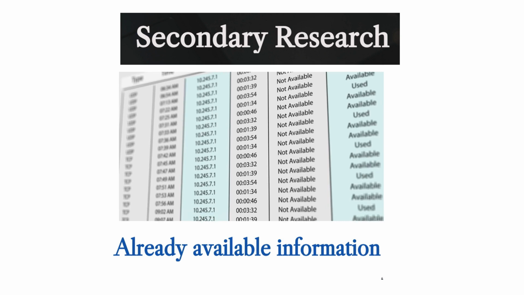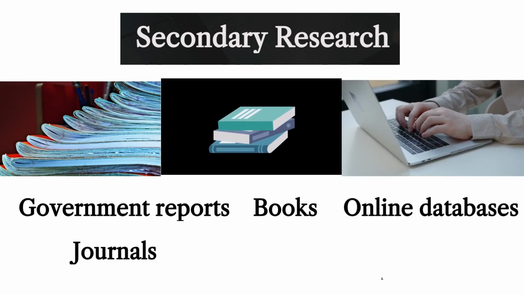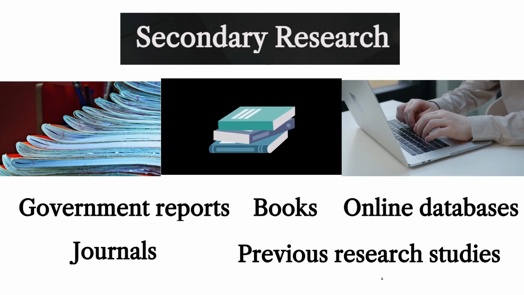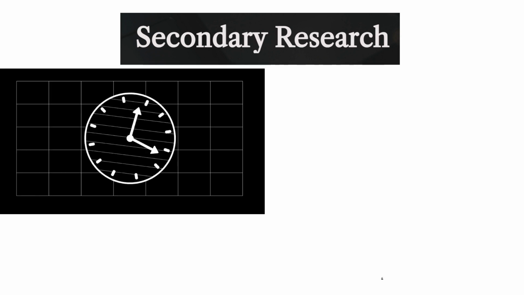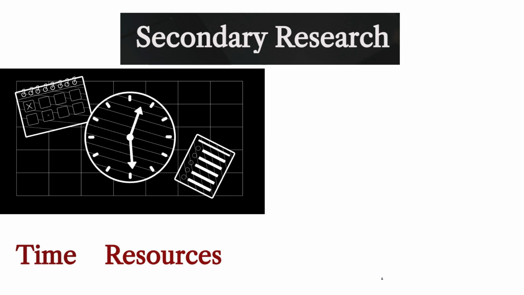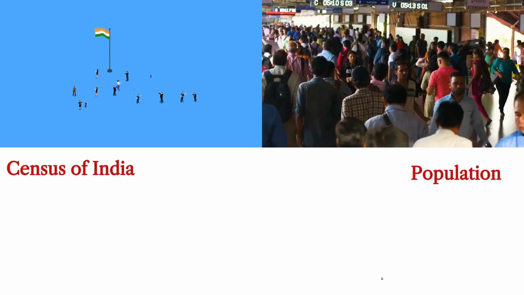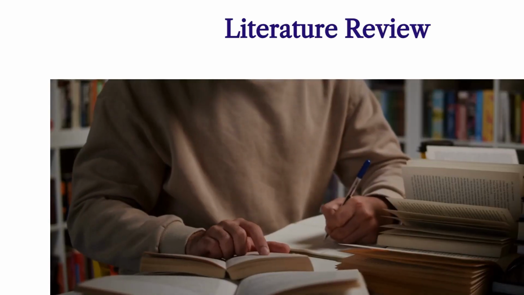Secondary research. In secondary research, the researcher does not collect the data themselves, but uses information that is already available. For example, they use government reports, books, journals, online databases, and previous research studies. This method is used when the researcher has limited resources or when collecting primary data is difficult or unnecessary. Secondary research saves both time and resources. However, the researcher must ensure that the data is reliable and up to date. For example, if a researcher analyzes the population data from the Census of India, that is secondary research. When a scholar writes a literature review, they also use secondary data.